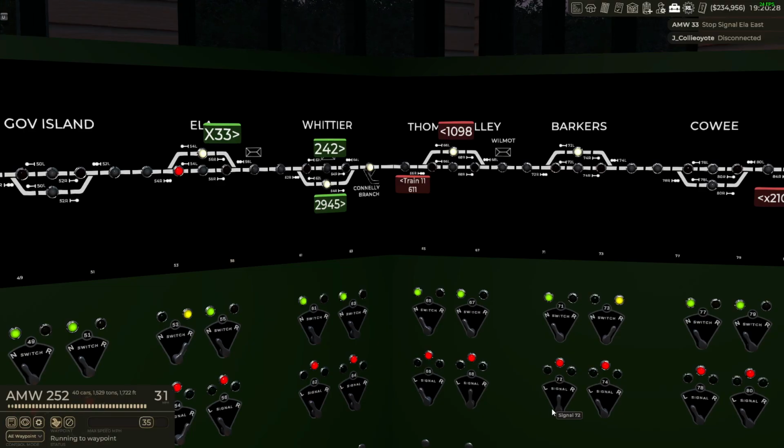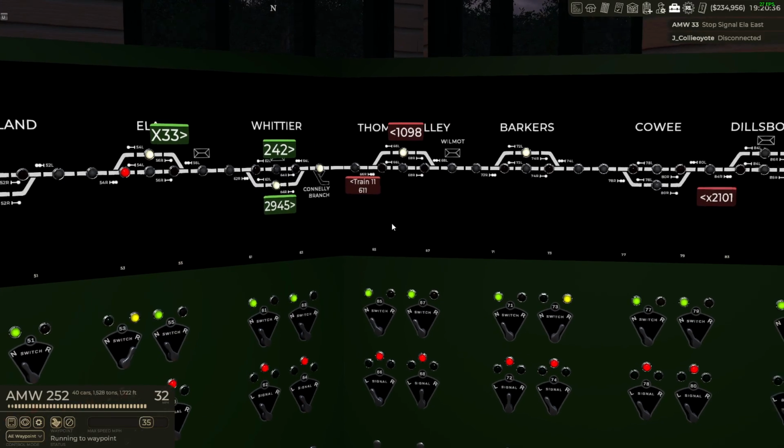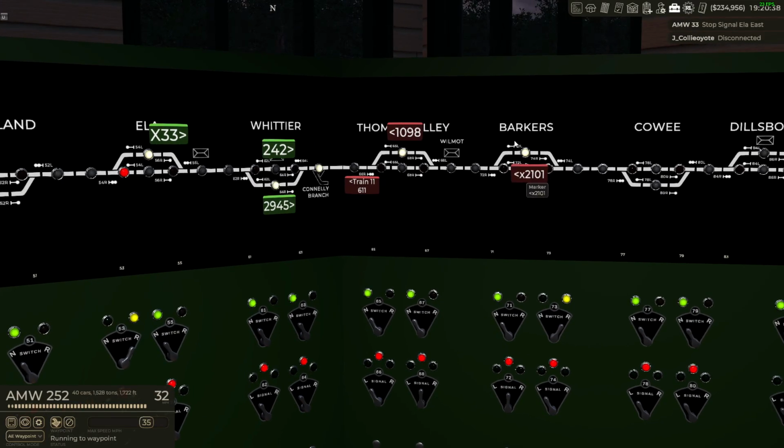After 2101, stop signal west end of Barkers. Stop west end of Barkers. Alright, let's see. So I got that there. This is going into the yard and going to bed, so I can put that down there. So that's tying up in the yard. Don't need to think about that anymore. And 611's on the main, and I'm gonna bring that to Whittier.